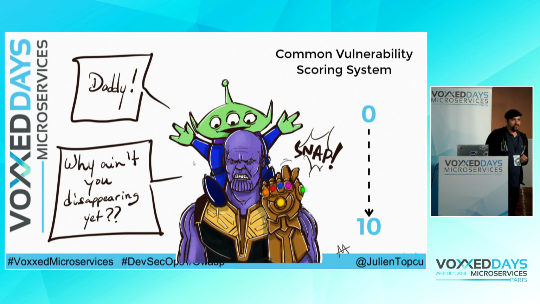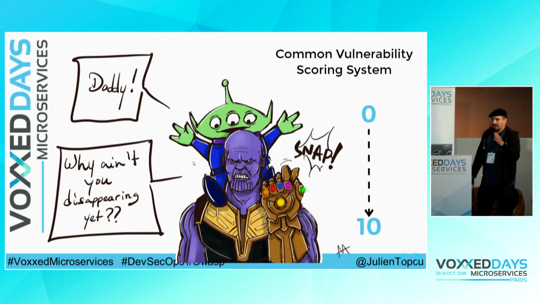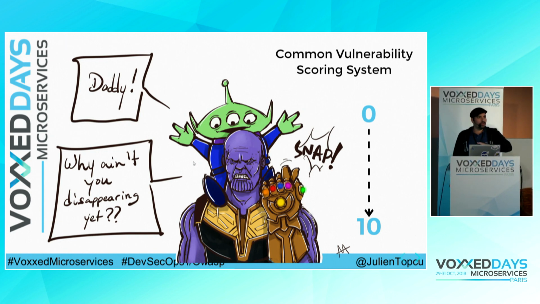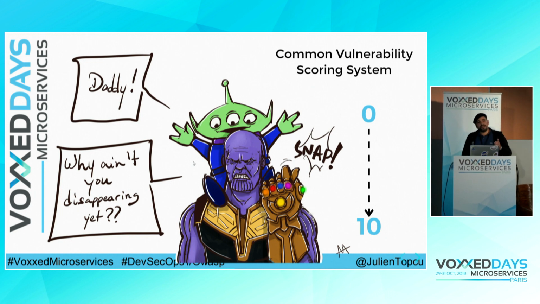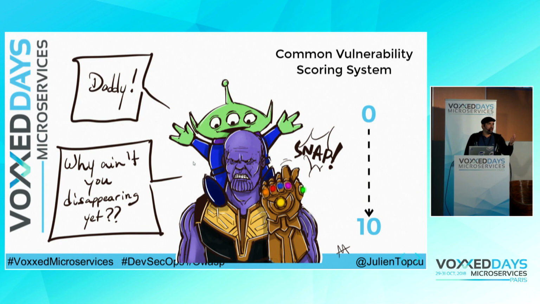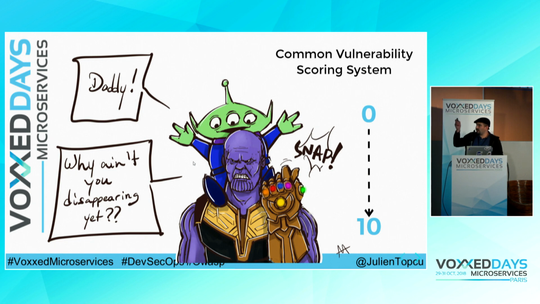How does it work? That's a basic calculator that takes in parameter the criteria of your vulnerability. Does it require to be authenticated to exploit the vulnerability? Is the information you can disclose sensitive or not? And it will provide you a score between 0 and 10. 10 is the highest level of criticity.